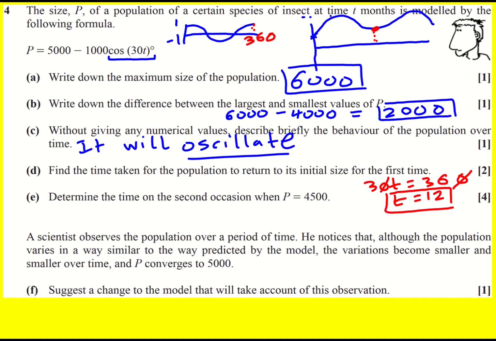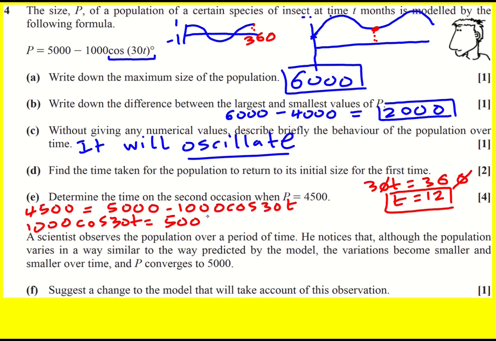And the time on the second occasion when p is 4,500. All right, this one's going to be a bit more involved. So 4,500 must equal 5,000 minus 1,000 cos 30t. We can rearrange this to 1,000 cos 30t is equal to 500. So I've added the cos term to both sides and subtracted the 4,500. Divide through by 1,000. Therefore, cos 30t is going to equal 0.5.